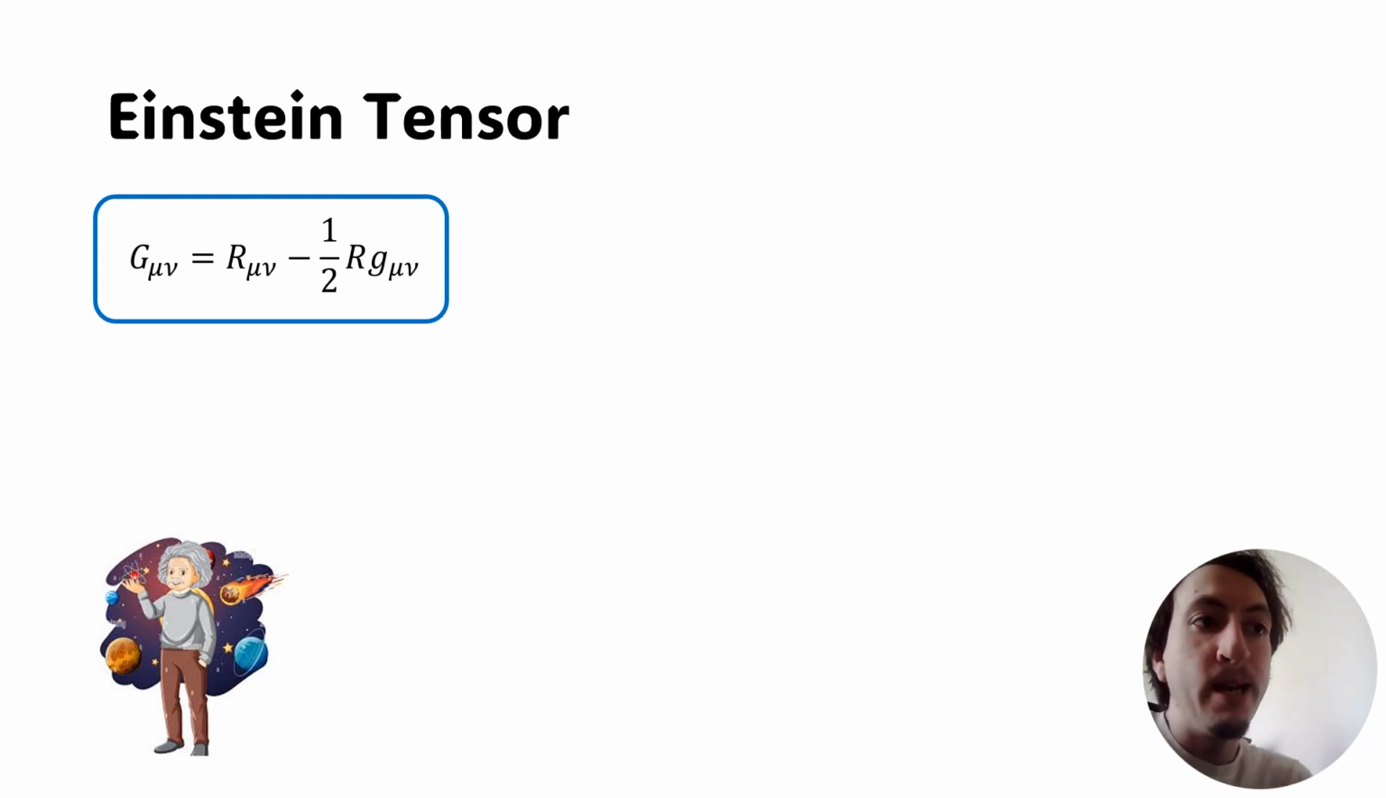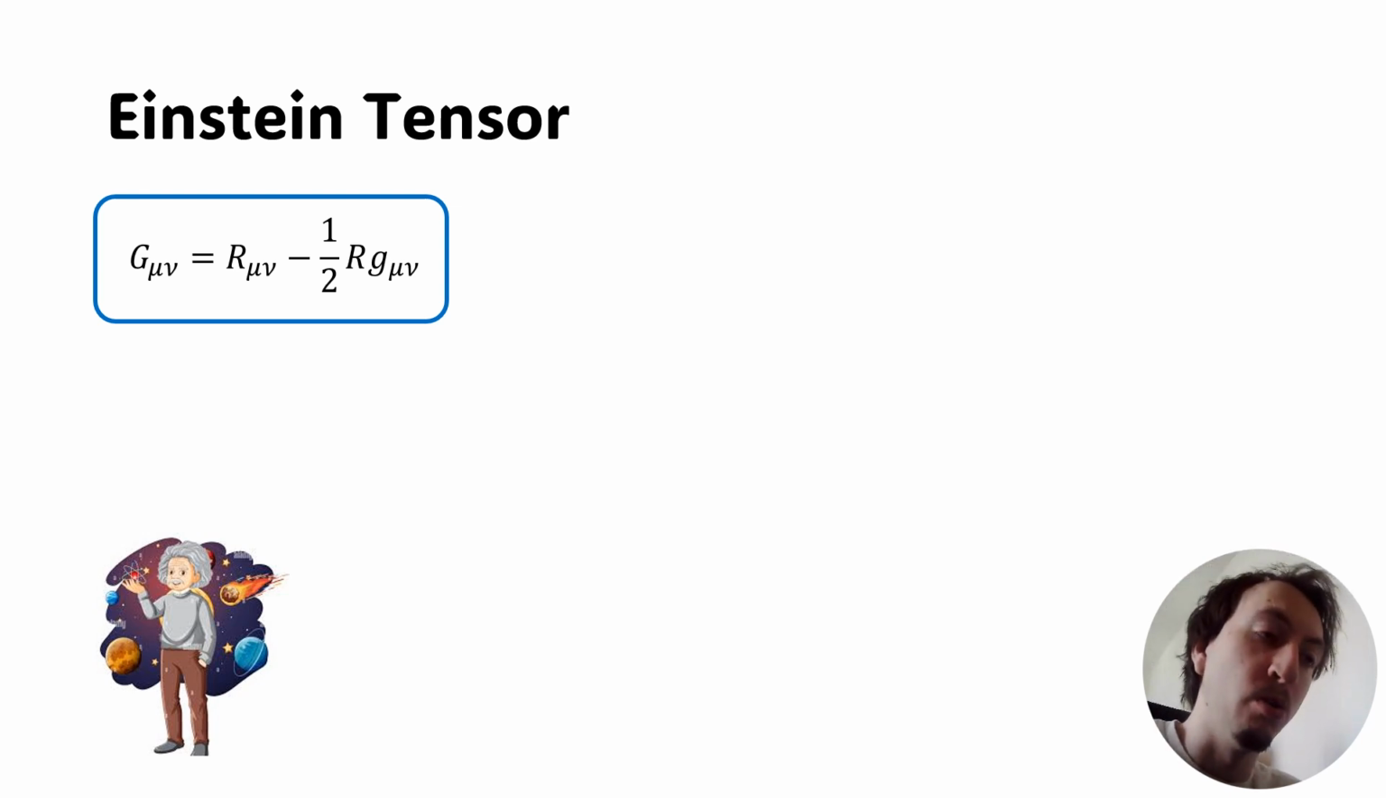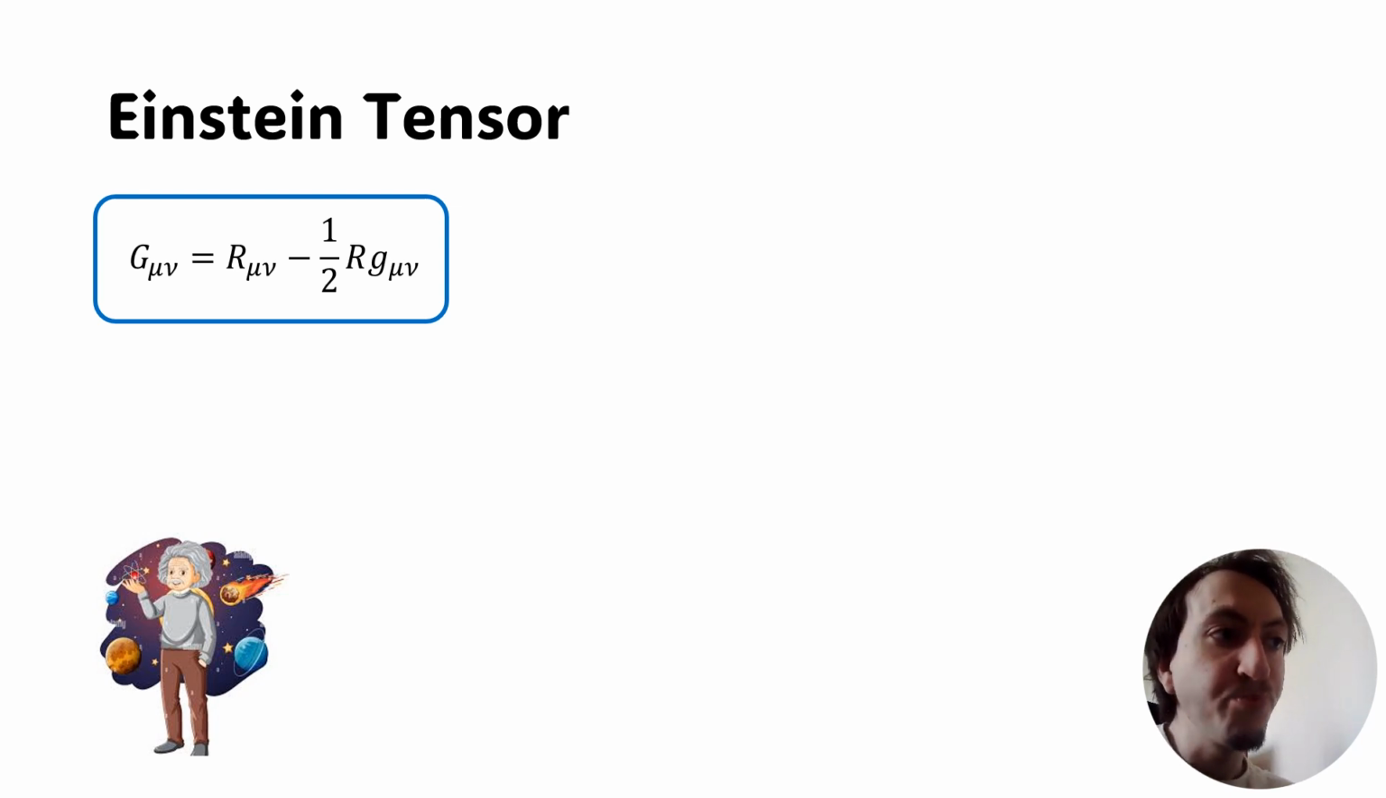Now, obviously, if our space-time is flat, all components of the Ricci tensor are zero, the Ricci scalar is zero, and therefore the Einstein tensor is zero. If our space is curved, then we have non-zero components, at least some non-zero components, within our Einstein tensor.